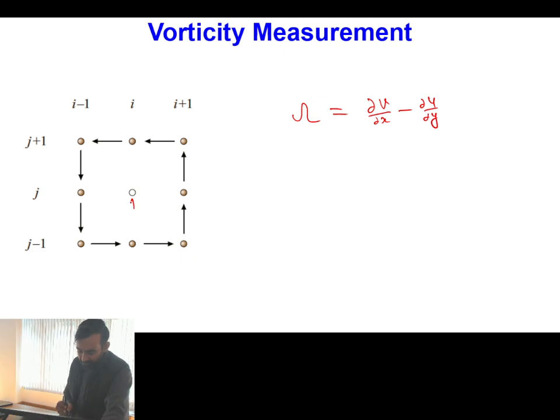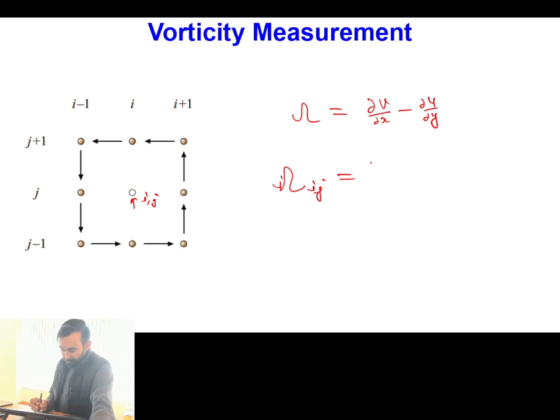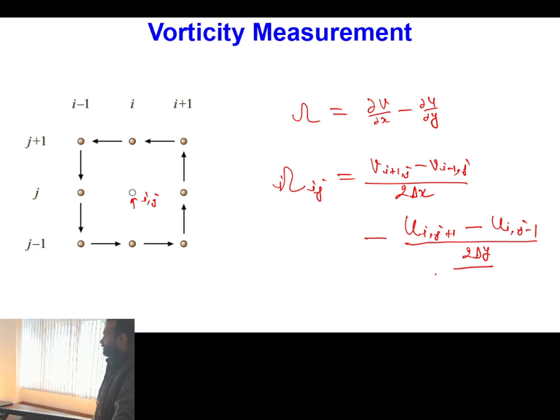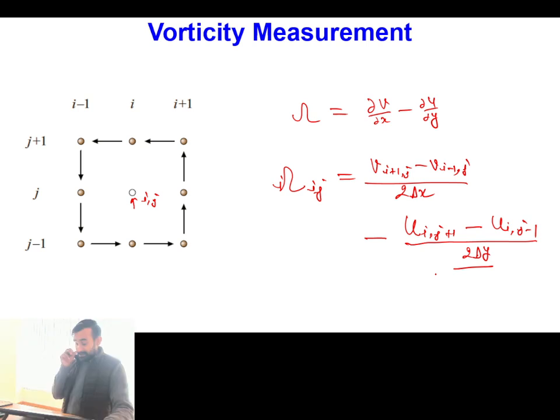Okay, now you can consider, say, this is your point i comma j. You can apply, say, the central difference scheme. So using the central difference scheme, this will become v at point i plus 1 comma j minus v at point i minus 1 comma j divided by 2 delta x, minus u at point i comma j plus 1 minus u at point i comma j minus 1 divided by 2 delta y. Okay, so this is the central difference scheme which we have applied, and with the help of this we can calculate vorticity.